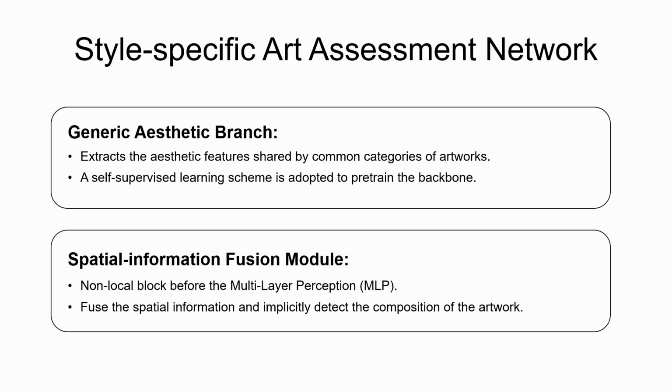The self-supervised scheme is based on the correlation between the aesthetic quality of the images and degradation editing operations. This essentially provides data augmentation such that the model can better learn the quality of different artworks. In the Spatial Information Fusion module, we add a non-local block before the multi-layer perceptron to fuse the spatial information and implicitly detect the composition of the artwork.